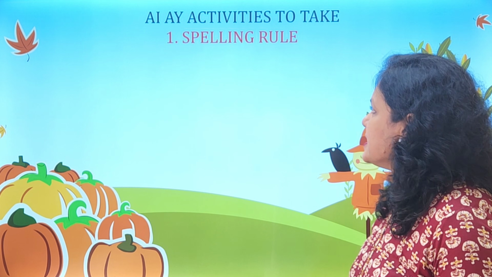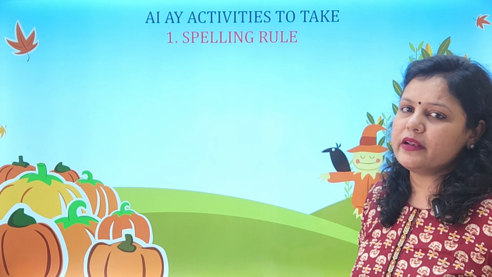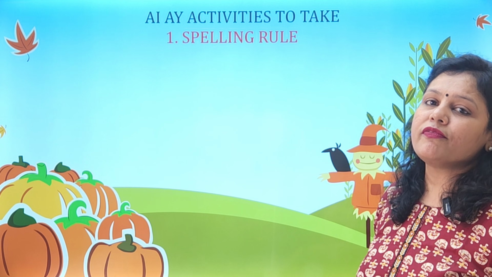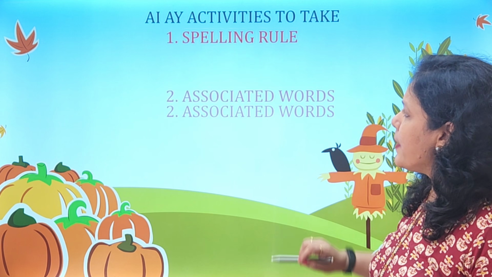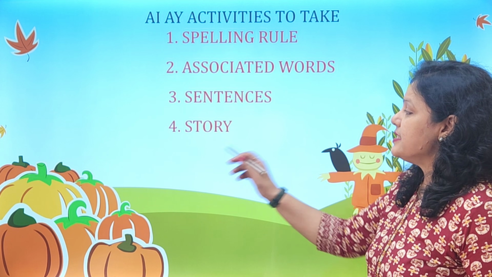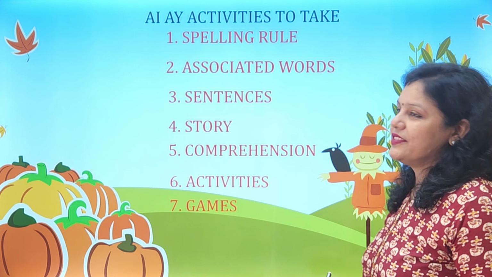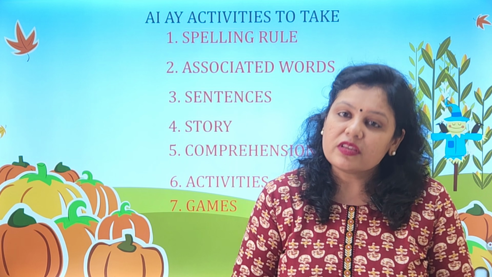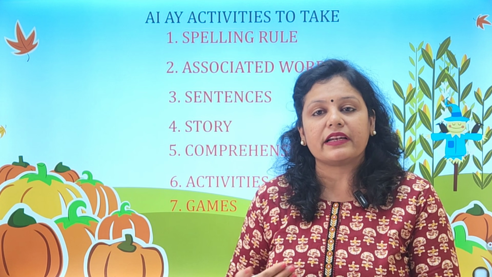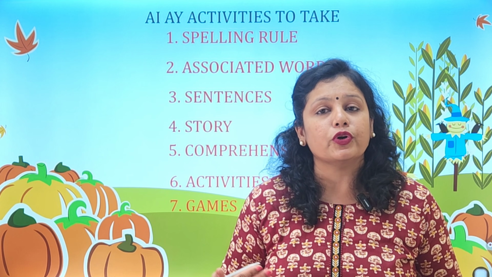Activities you need to take. Spelling, as we had done in AI and AY, similarly we have to do in the category of A sound graphemes also. Take the spelling rules, take the associated words, take the sentences, take the story if possible, take the comprehension and the activities and the games. So this is how you will proceed further, and that is how you will give the complete lesson and the complete curriculum to your child.